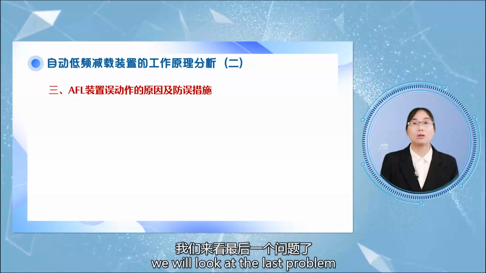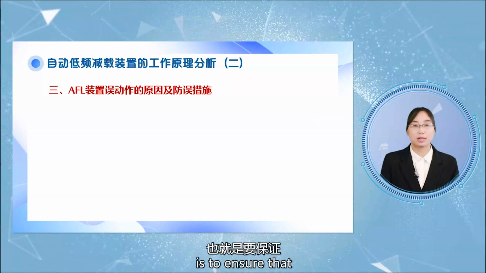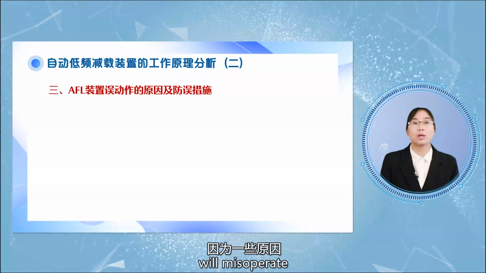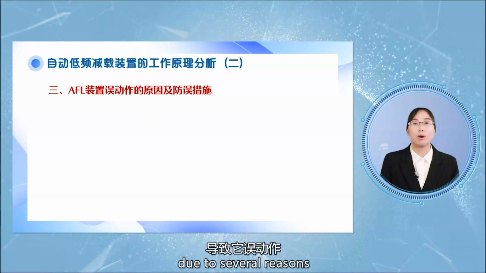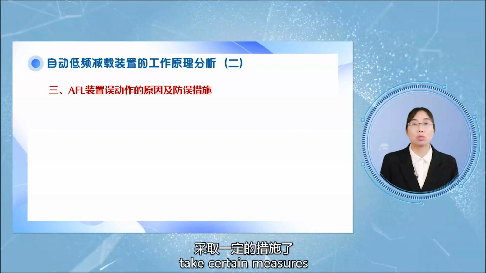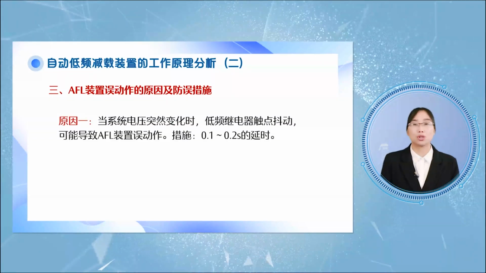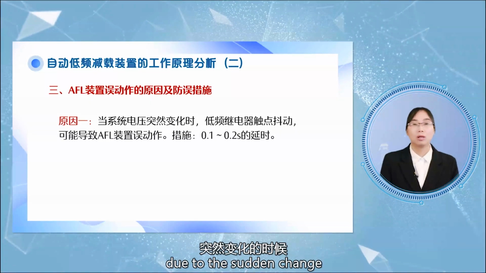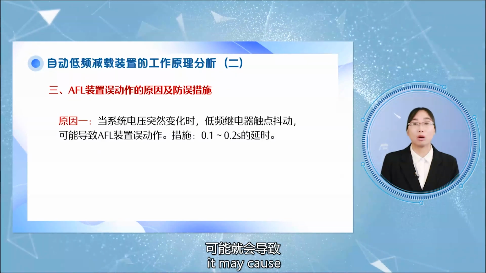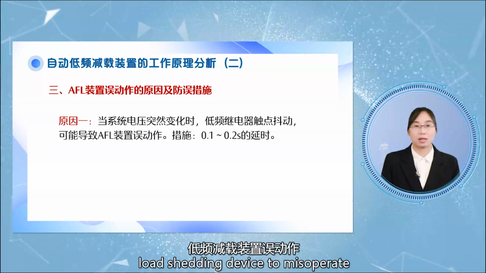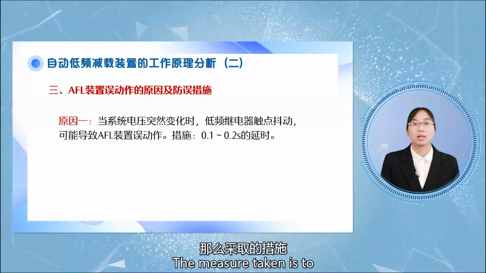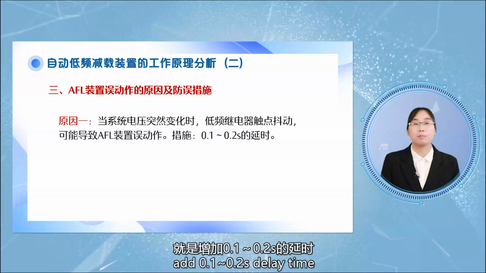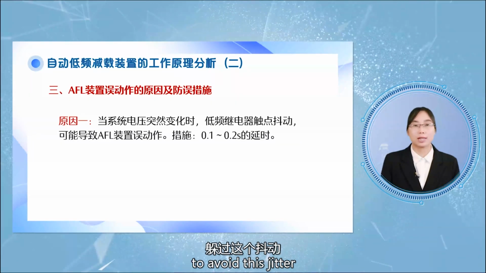Next, we will look at the last problem, which is to ensure that the device does not misoperate, but the device will misoperate due to several reasons. Then, we have to take certain measures. The first reason is that the low-frequency relay contact jitters. Due to the sudden change in system voltage, it may cause the load-shedding device to misoperate. The measure taken is to add a 0.1 to 0.2 seconds delay time to avoid this jitter.